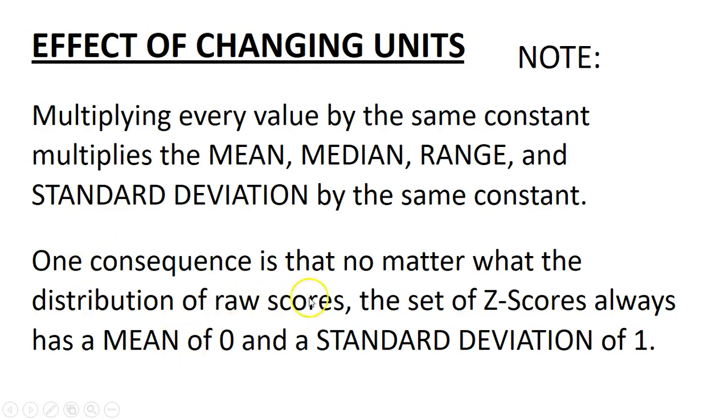One consequence is that no matter what the distribution of raw scores, the set of z-scores always has a mean of 0 and a standard deviation of 1. But note that multiplying will also change the standard deviation, okay? So keep that in mind.